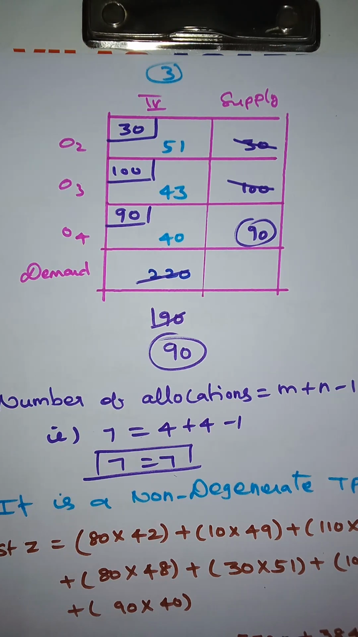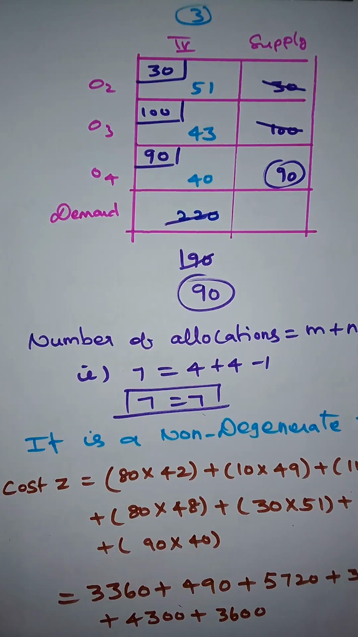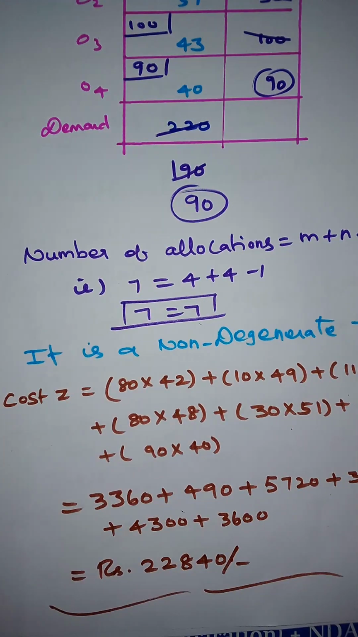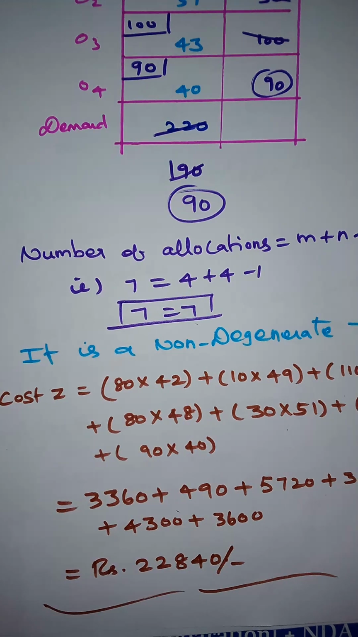Now I am going to check whether the number of allocations is equal to m plus n minus 1. Why am I checking this? To know whether the given transportation problem is non-degenerate or degenerate. Here the condition is satisfied. The number of allocations is 7, and on the right-hand side, the number of rows is 4 and the number of columns is 4, so 4 plus 4 is 8, 8 minus 1 is 7. Both sides are equal, so I can conclude that it is a non-degenerate transportation problem.